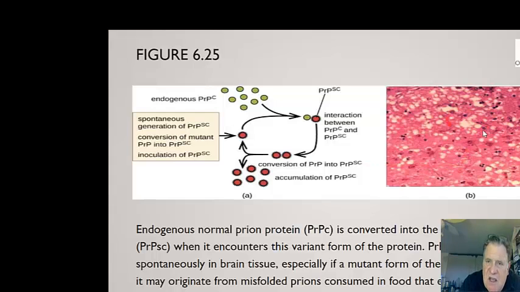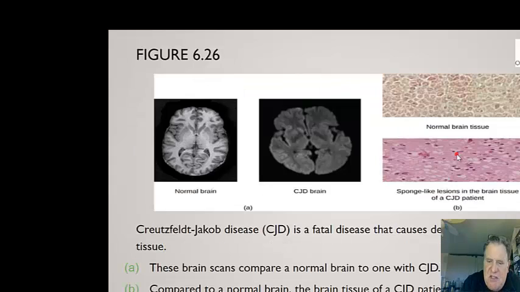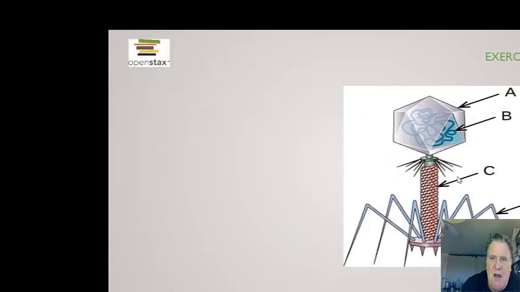Here we're looking at brain tissue, and these are the plaques that are formed in the brain tissue by these prions. Here's a normal brain, and here's a brain with that. Here's normal tissue, and here's that tissue with the plaques. This is something that we call mad cow disease. It's also called Creutzfeldt-Jakob disease. And for a while there, we were really afraid that this disease would take us over.